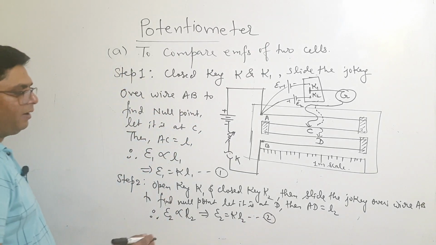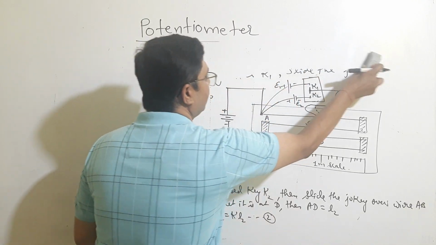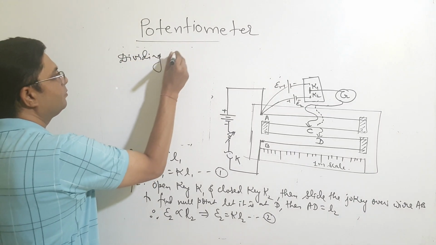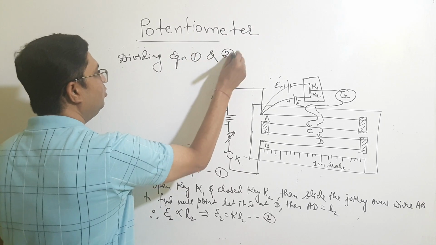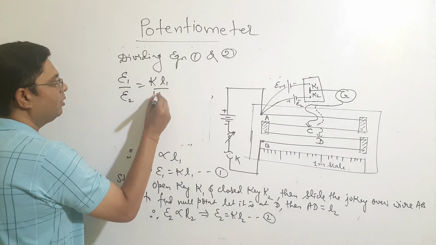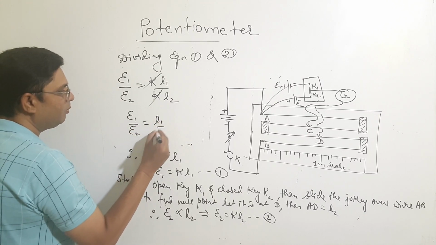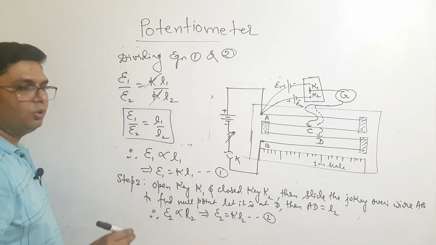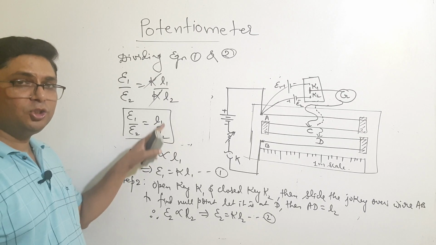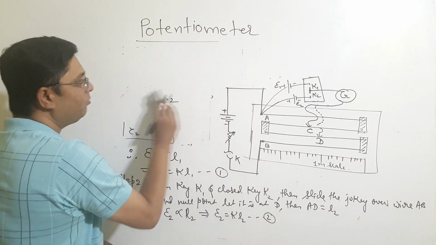Now divide equation 1 and 2. Dividing equation 1 by 2, you get E1 upon E2 equals KL1 upon KL2. Cancel this K. So E1 upon E2 equals L1 upon L2. Thus, we know the length of the wire from this scale. Putting the lengths, we get a ratio, and that ratio is the ratio of the EMFs. This is the method to compare EMF of two cells.